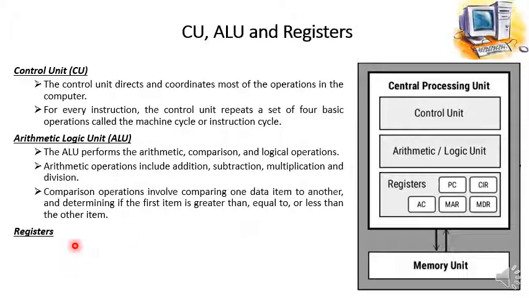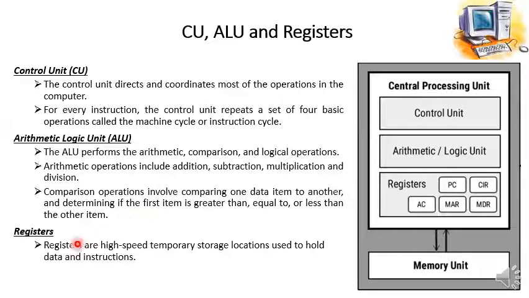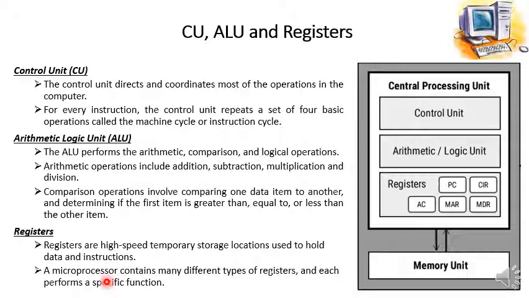Then registers, the third component of the CPU or microprocessor. Registers are high-speed temporary storage locations used to hold data and instructions. Whatever memory is used to hold data and instructions for processing will be called a primary memory. Remember this. A microprocessor contains many different types of registers and each performs a specific function.